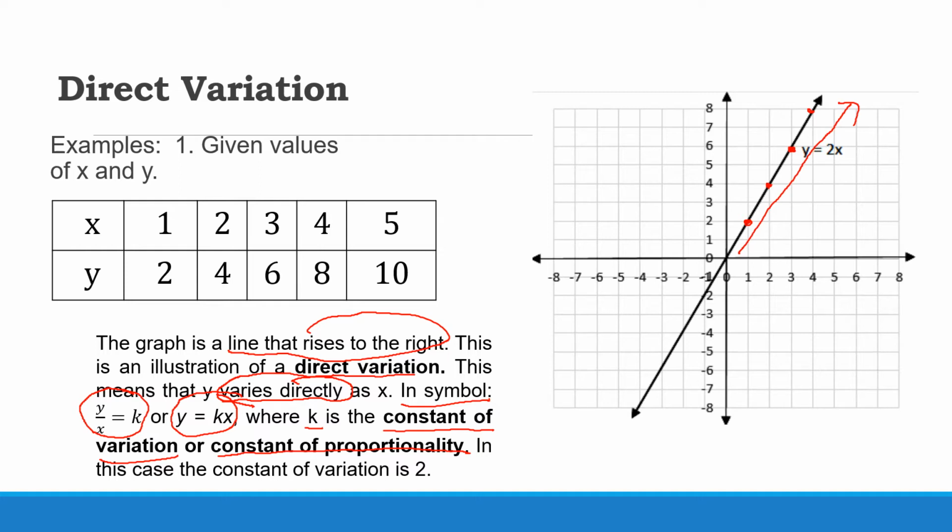Because if we are going to solve for the k, we have here k equals y over x. So, ang y natin dito is yung 2, no? So, we have 2 here. And then, ang x natin is 1. So, 2 divided by 1, that is equal to 2. So, kaya ang k natin is equal to 2.